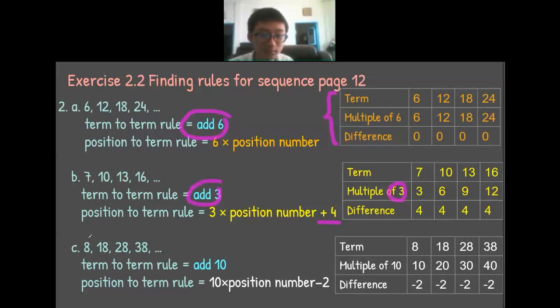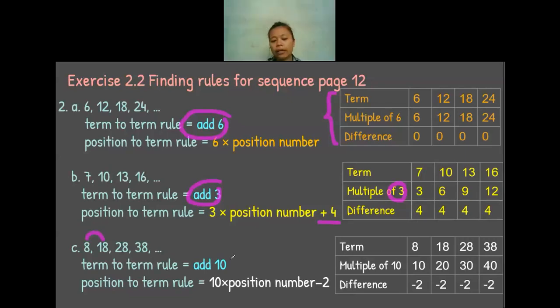For question c, same, we have to find the term-to-term rule first. So we find the difference. The difference is 10, add 10. After that, we find the multiples of 10. Here are the multiples of 10: 10, 20, 30, 40. After that, we find the difference between the terms and the multiples of 10. The difference is negative 2. So for the position-to-term rule, it will be 10 times position number minus 2.